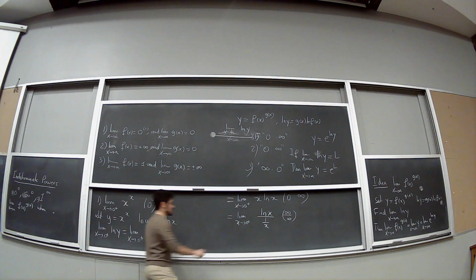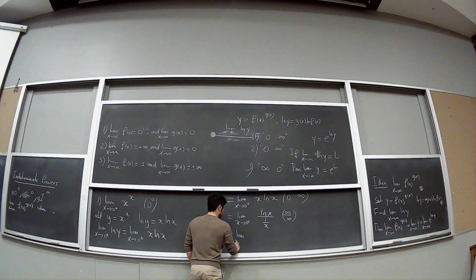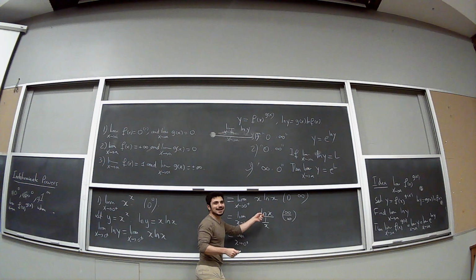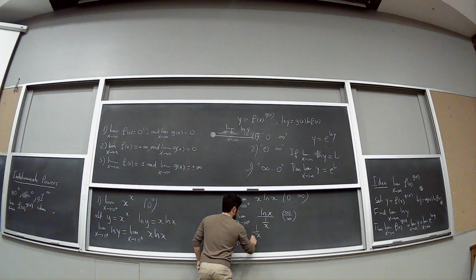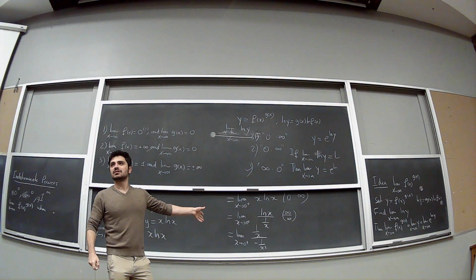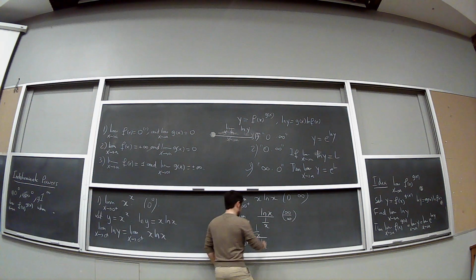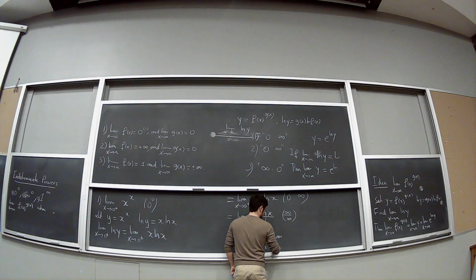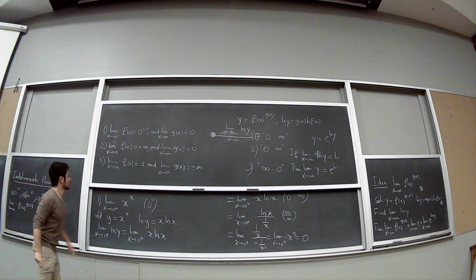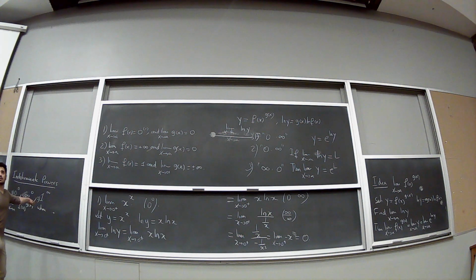I apply L'Hopital's rule. What's the derivative of ln x? 1 over x. What's the derivative of 1 over x? It's minus 1 over x squared. Now, what's better, applying L'Hopital's rule here or simplifying first? Let's simplify first. I get the limit as x goes to 0 plus of minus x, which is 0. I'll erase here. Okay, is that fine? Yeah.